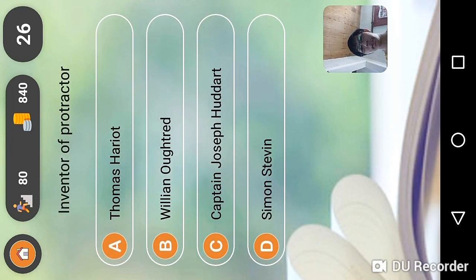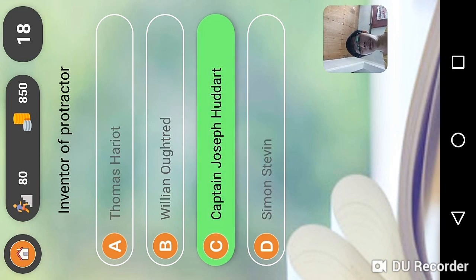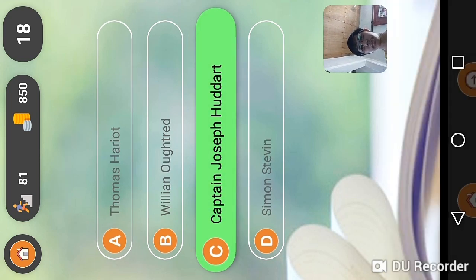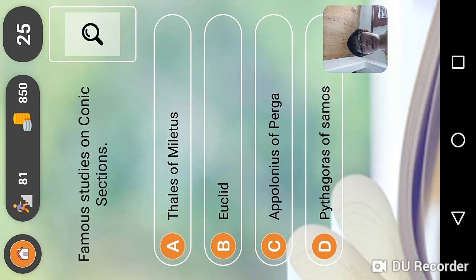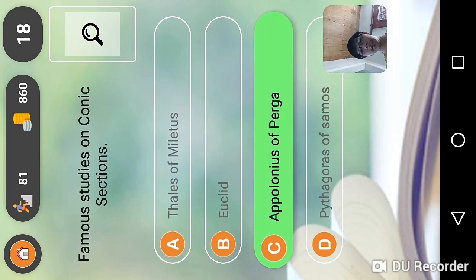Inventor of protractor. Protractor. Captain Joseph Woodward. Famous studies on conic sections. Apollonius of Perga.